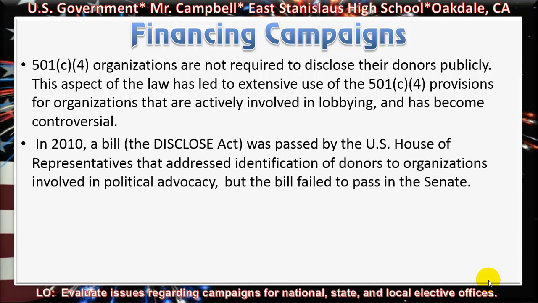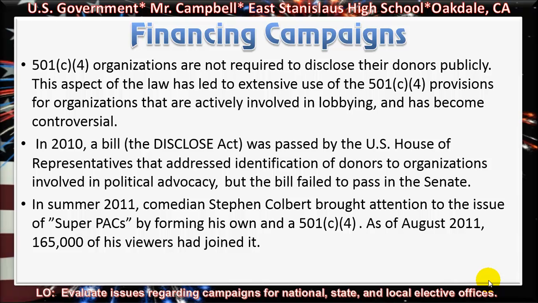In 2010, a bill called the Disclose Act was passed by the U.S. House of Representatives that addressed the identification of donors to organizations involved in political advocacy, but the bill failed to pass in the Senate. In the summer of 2011, comedian Stephen Colbert brought attention to the issue of super PACs by forming his own and a 501c4. As of August 2011, 165,000 of his viewers had joined it.